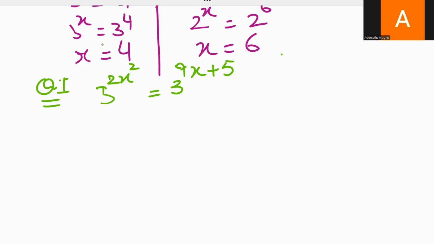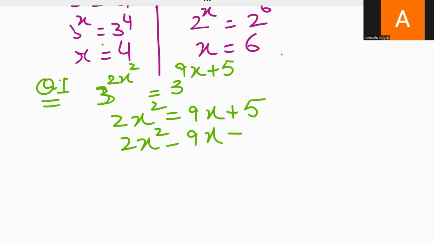So you have to compare both sides. You see that the bases are the same on both sides. It's 3 raised to the power 2x squared, and on the right-hand side, it is 3 raised to the power 9x plus 5. As the bases are already the same, you just compare them and you can write 2x squared is equal to 9x plus 5.